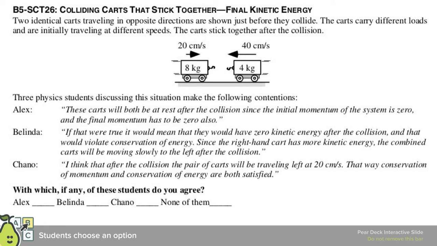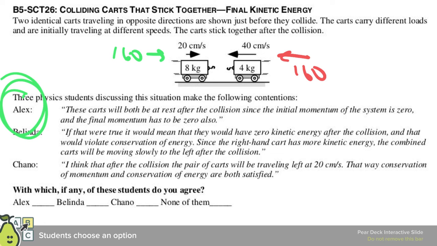Here we're going to say that our correct answer is Alex. The momentum is clearly 160 going this way and 160 going the other way, so the initial momentum of the system is 0, even though things are moving. Notice how this is different than kinetic energy. In kinetic energy, if anything's moving, the kinetic energy has to be non-zero. But since momentum is a vector quantity, it can be 0, even if the things that make it up are non-zero. The system momentum will be conserved, and so Alex is correct that the final momentum is 0.